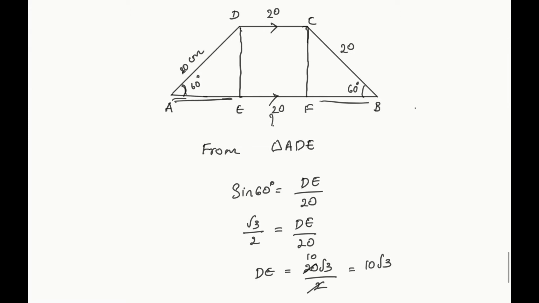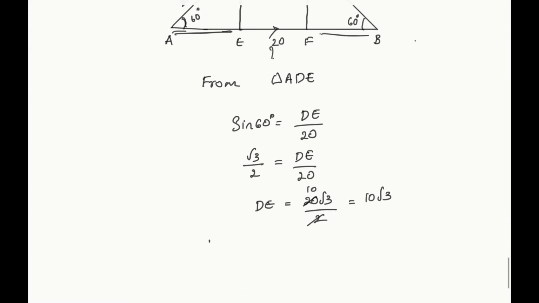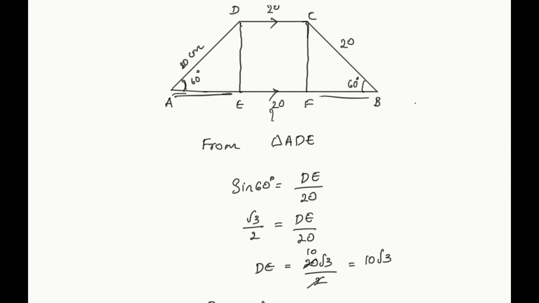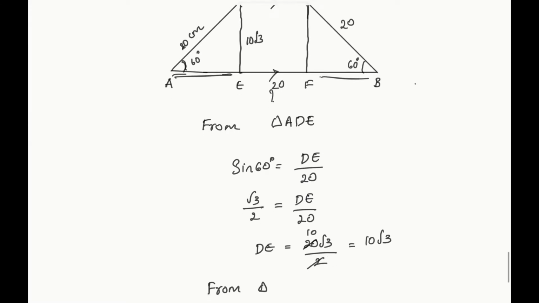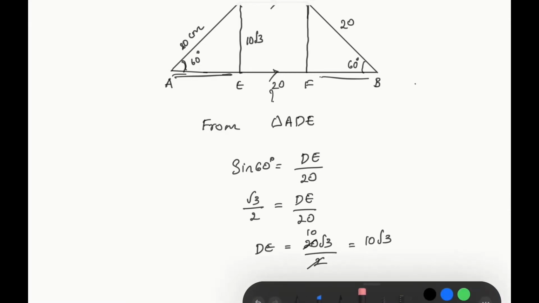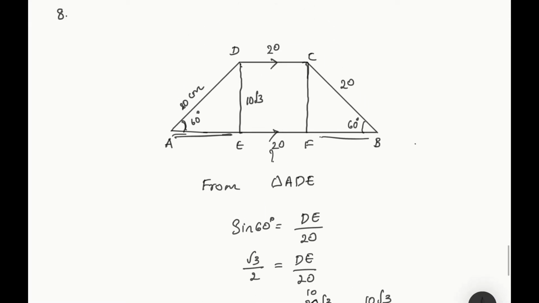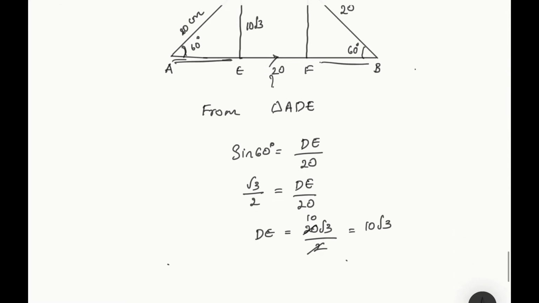Similarly, from the next triangle. So I got this side. DE I have got, DE is 10 root 3. So from the same triangle, I can find out the other side also. So this is the answer for our second sub question. What was the second sub question asked? Distance between AB and DC. That is this. So distance between AB and DC equal to 10 root 3.